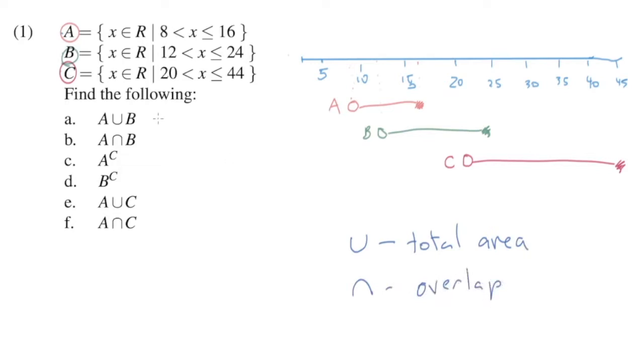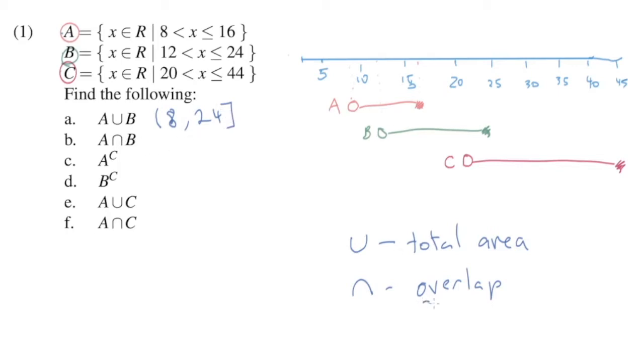Okay, so A union B. So it's the total area covered by A and B. So we can see it starts at A, not including the left boundary, because the left boundary of A is 8. And we're using the curved bracket to show that it's not included. And then it goes all the way to the right boundary of B, which is 24. And 24 is included, so we use the square bracket. Okay, easy.